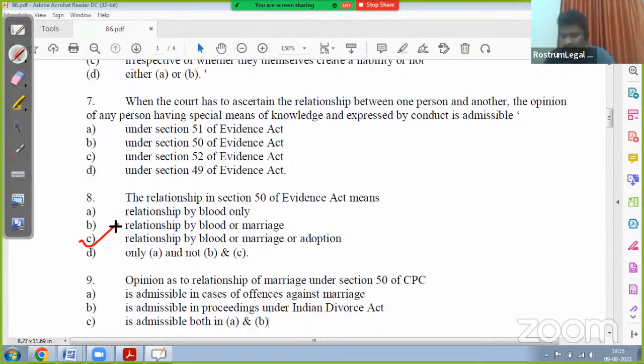The opinion as to relationship of marriage under section 50 of Indian Evidence Act, by mistake CPC is written here, is admissible in the cases of offenses against marriage, is admissible under Indian Divorce Act, is admissible under both A and B, and option D, none of the above. What should be the correct answer?